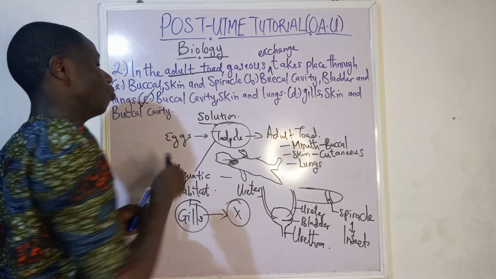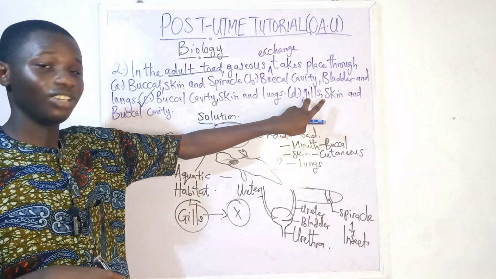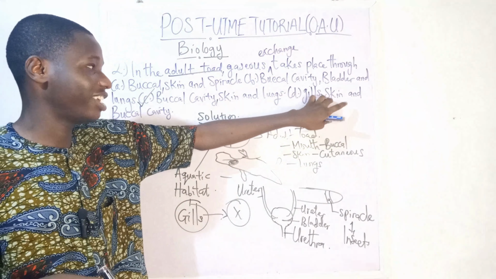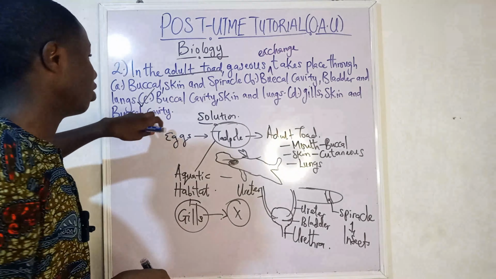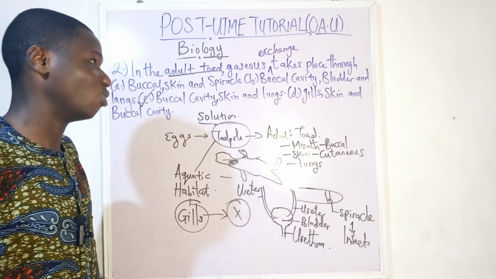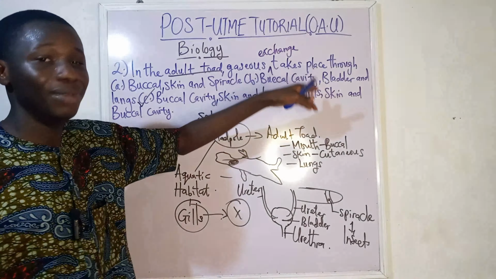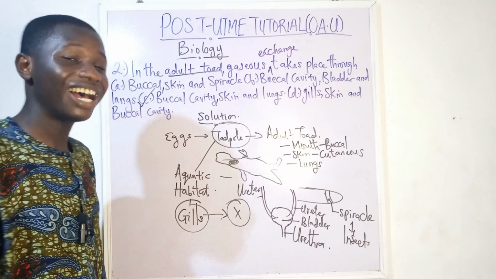In an adult toad. If they say tadpole, you can now say it is gills. Skin and buccal cavity will not be applicable because tadpole uses mainly gills for respiration, and maybe body surface sometimes, maybe skin may be applicable sometimes, but gills is the main thing that is used. So that's for today's video.